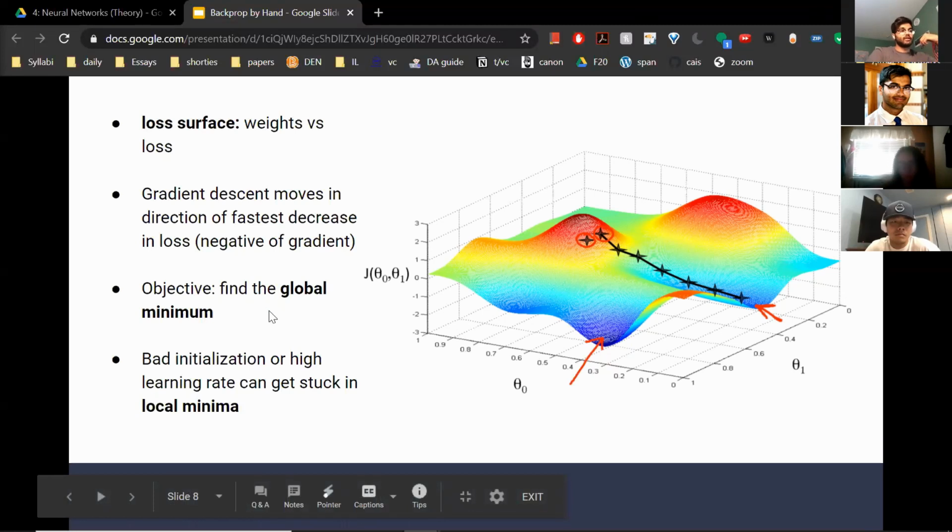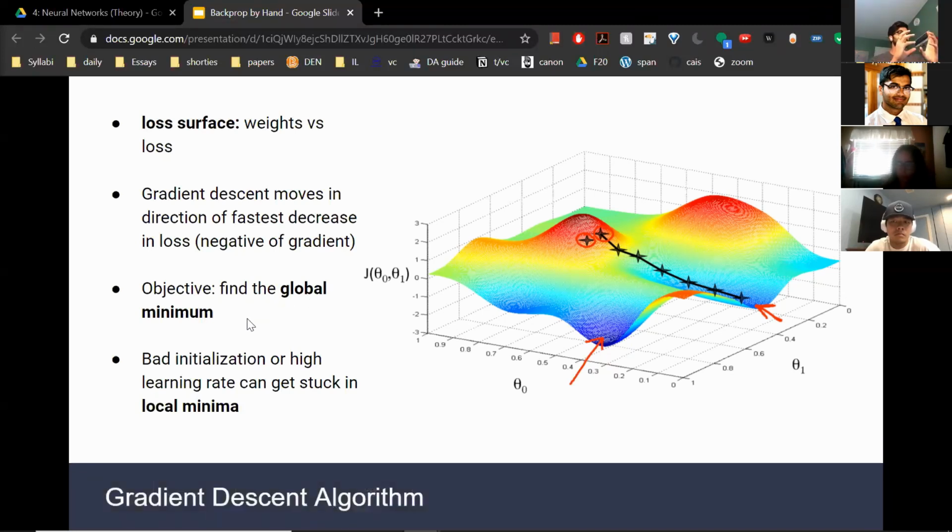But you don't know that you're at a global minimum. It's kind of like you're zoomed in. You can't see the entire terrain. You can only see what's immediately surrounding you and take small steps and just hope that you'll find the global minimum. But you could definitely get stuck at what's called a local minimum.